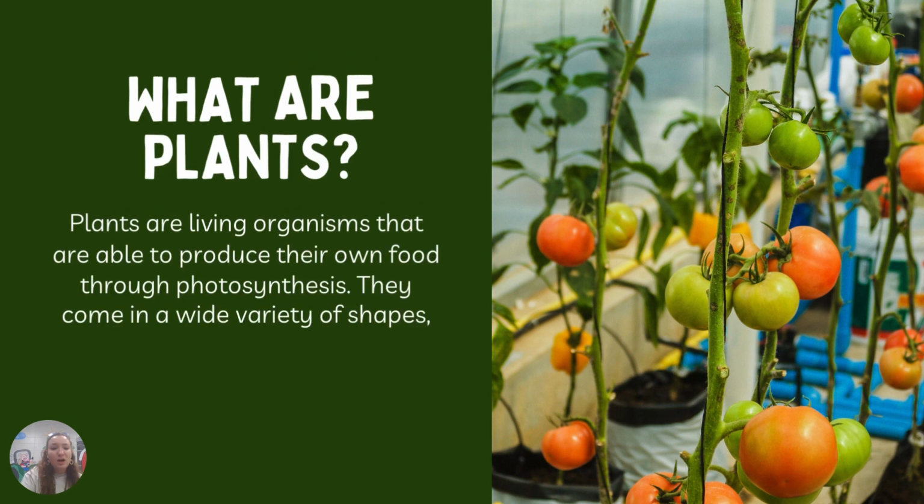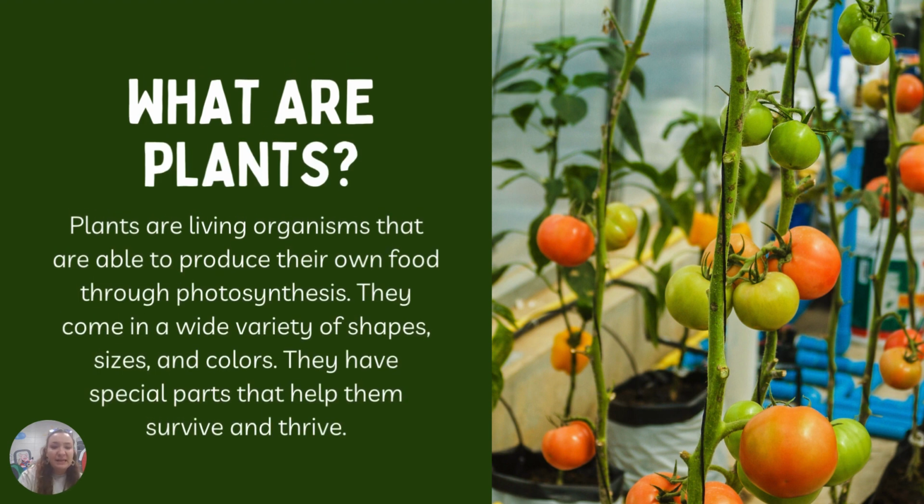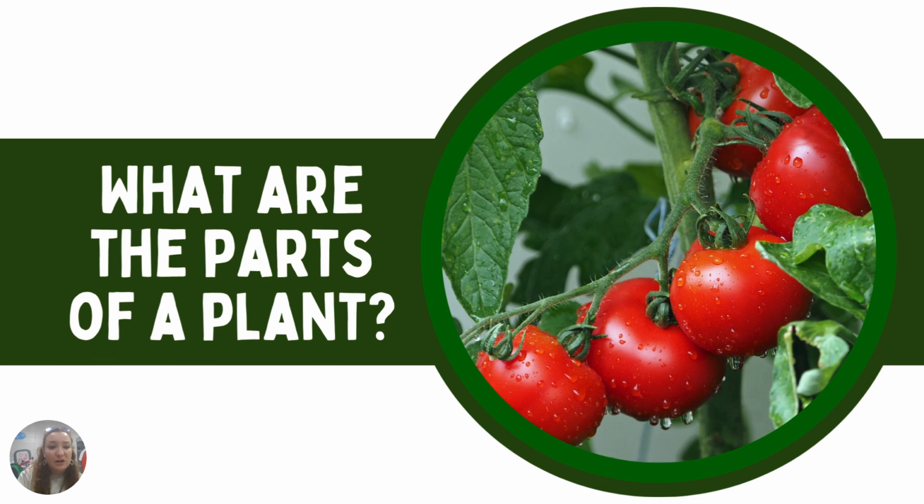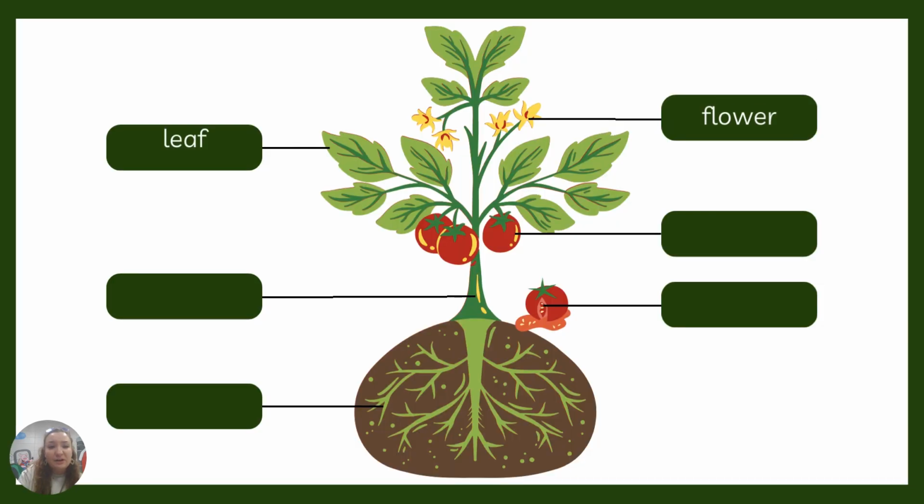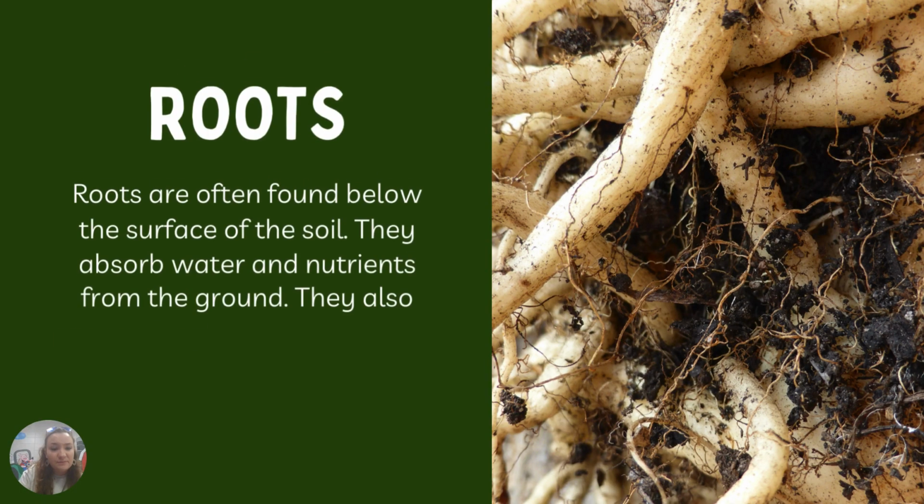All right, so what are plants? Plants are living organisms that are able to produce their own food through photosynthesis. They come in a wide variety of shapes, sizes, and colors. They have special parts that help them survive and thrive. So, what are the parts of a plant? If you remember our song just then, we have our roots, our stems, our leaves, our flowers, our fruits, and our seeds. So, let's break down each one of these parts.